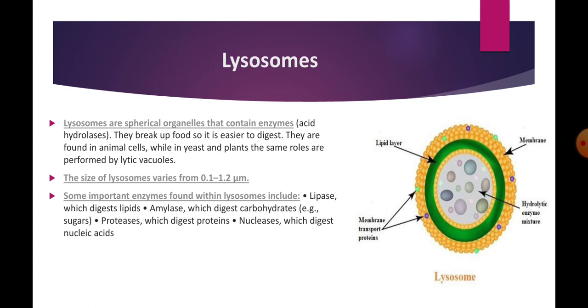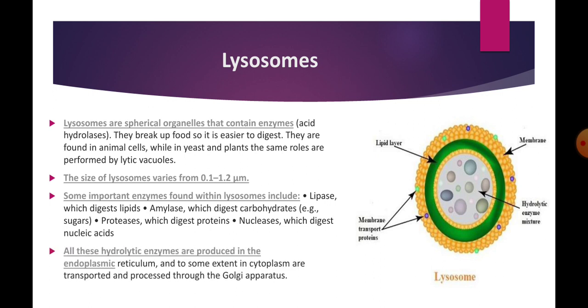Some important enzymes found in lysosomes include lipase, which digests lipids, amylase, which digests carbohydrates, proteases, which digest proteins, nucleases, which digest nucleic acids. All these hydrolytic enzymes are produced in the endoplasmic reticulum and to some extent in the cytoplasm, and are transported and processed through the Golgi body to make a lysosome inside a cell.